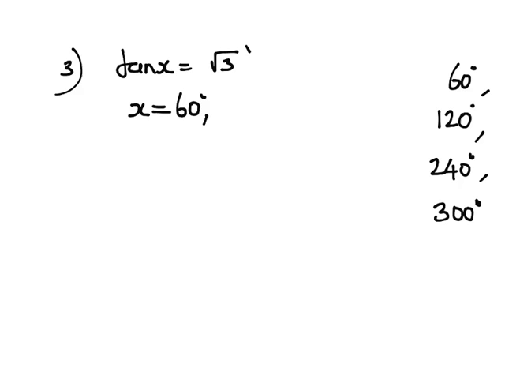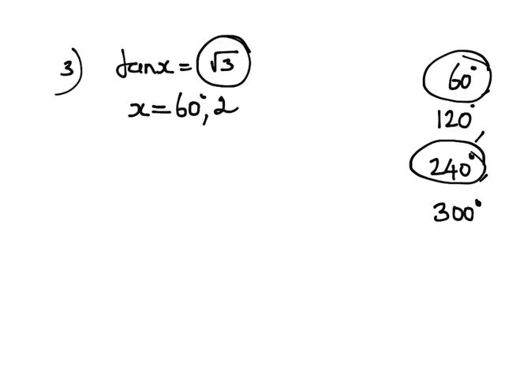Now since tan x is a positive value, and we know that tan is positive in the first and third quadrant, 60 is one answer, and in the third quadrant 240 is the second answer. So for this equation the solutions are 60 degrees and 240 degrees.